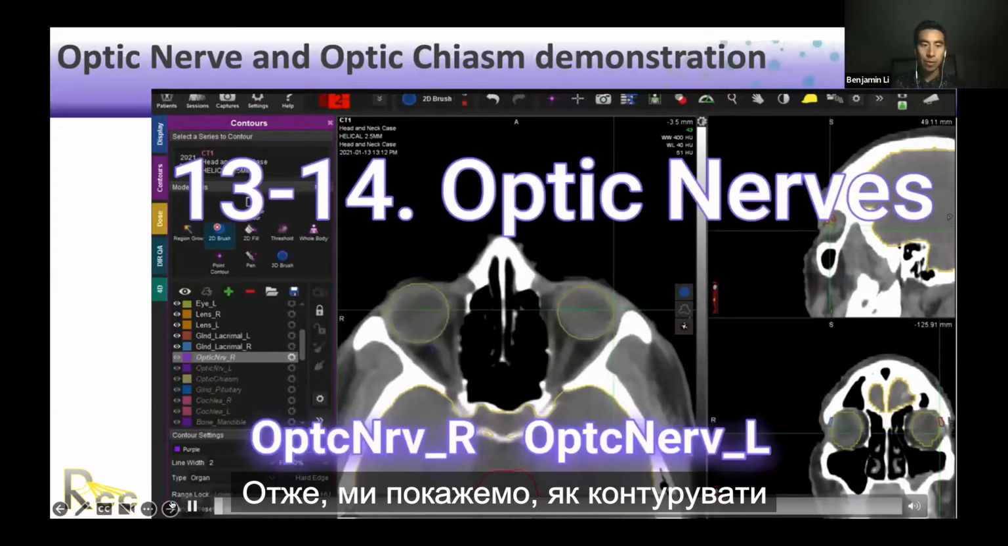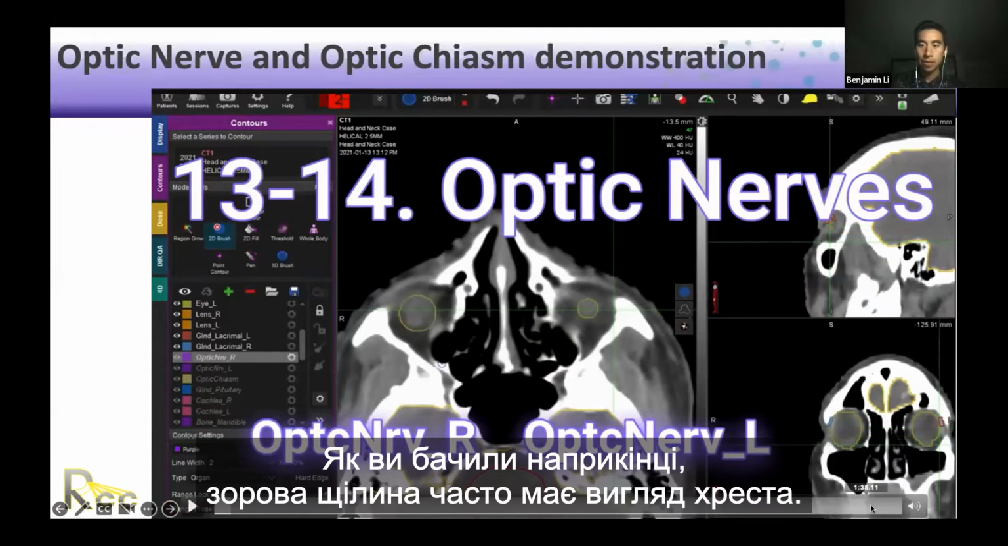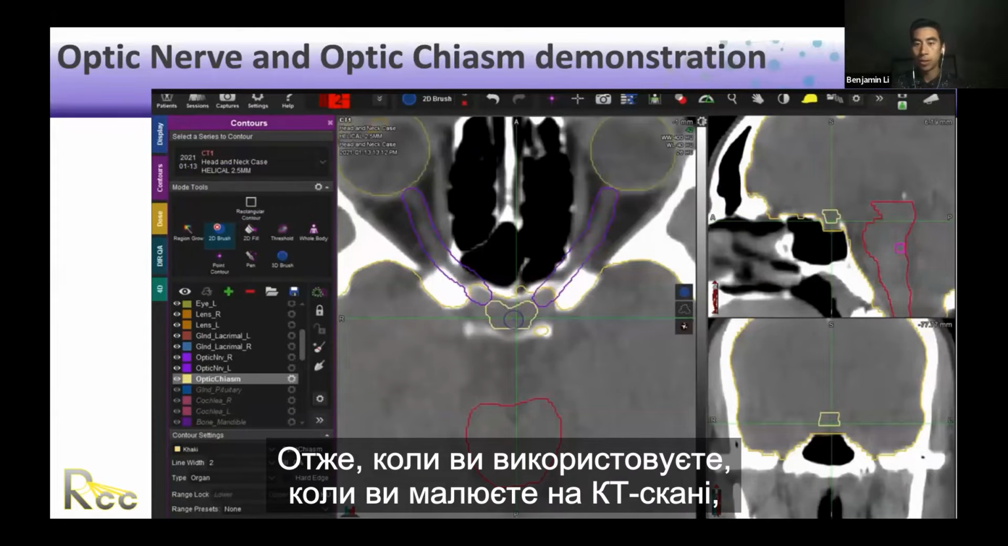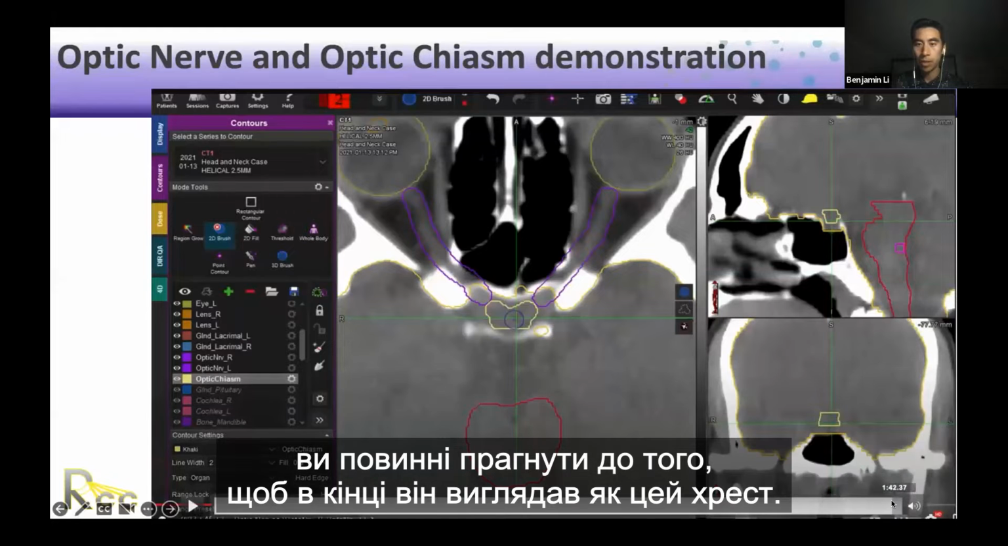Okay, so we're going to show how to contour the optic. As you saw at the end of this, the optic chiasm often looks like a cross. So when you're drawing on a CT scan, you should aim to have it look like this cross shape at the end.